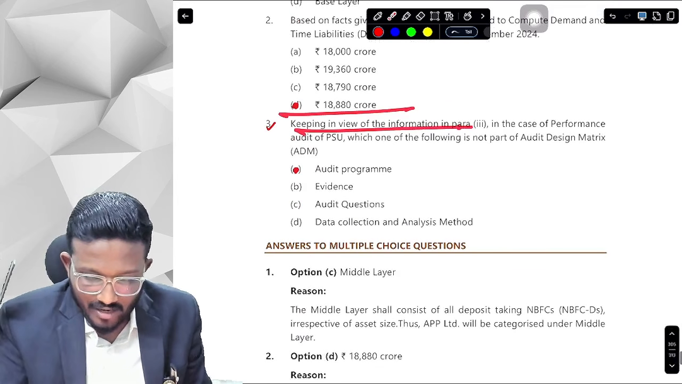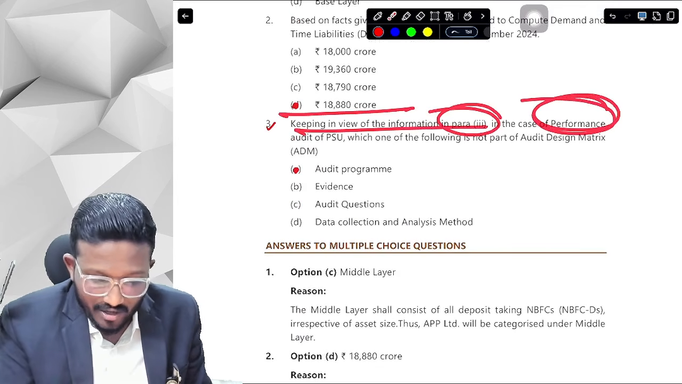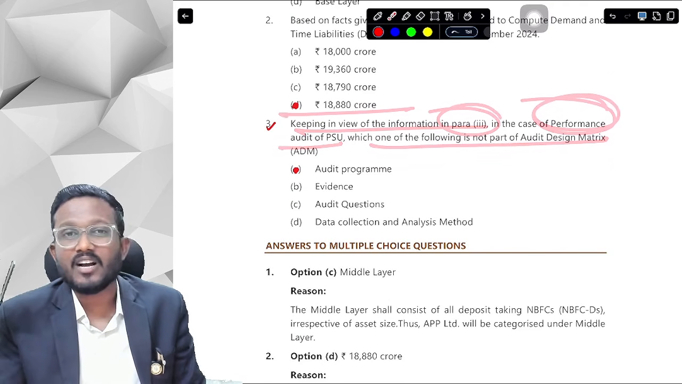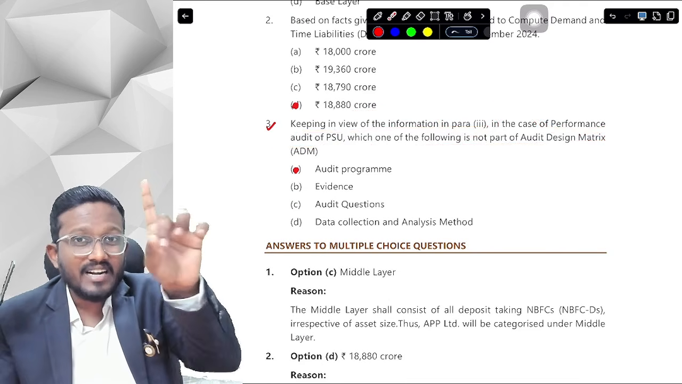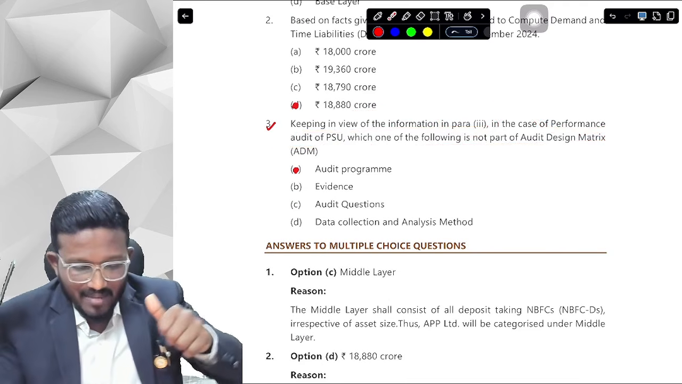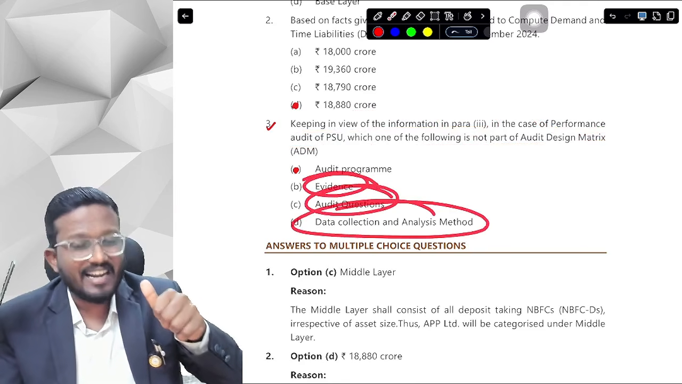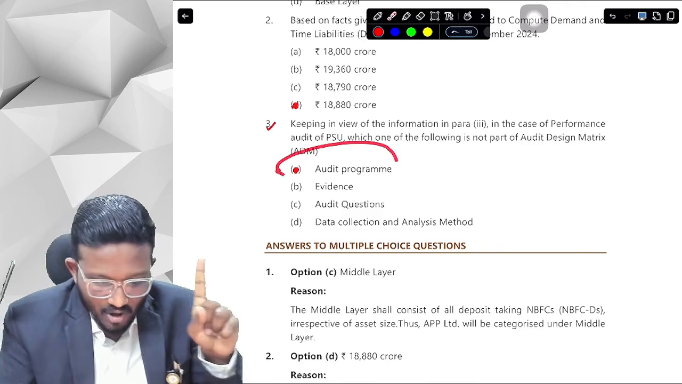Now keeping in view the information in para 3, in case of performance audit of PSU, which one of the following is not covered under audit design matrix? Look at it over here: the audit design matrix covers evidence, audit questions, data collection and analysis method, but it does not cover audit program.